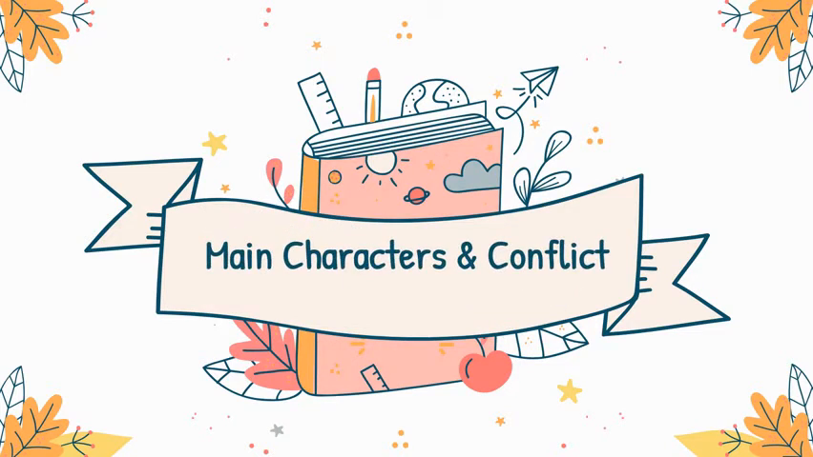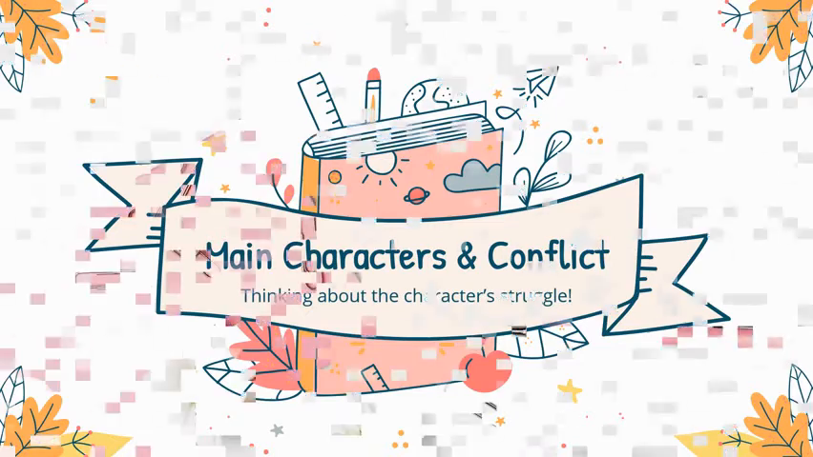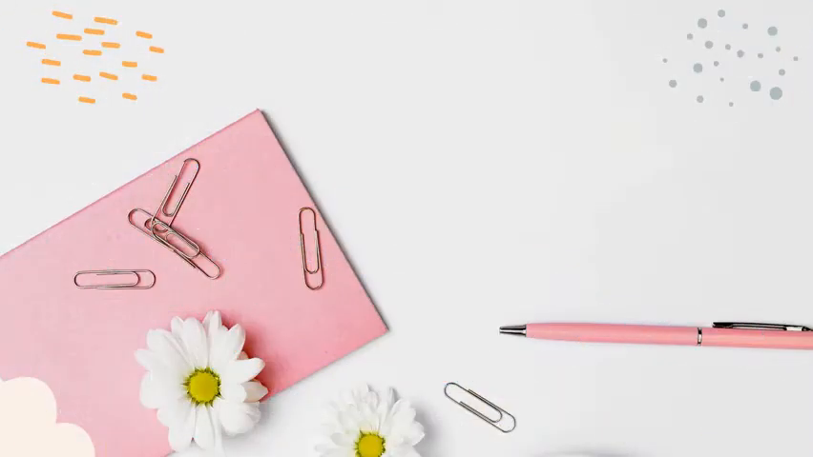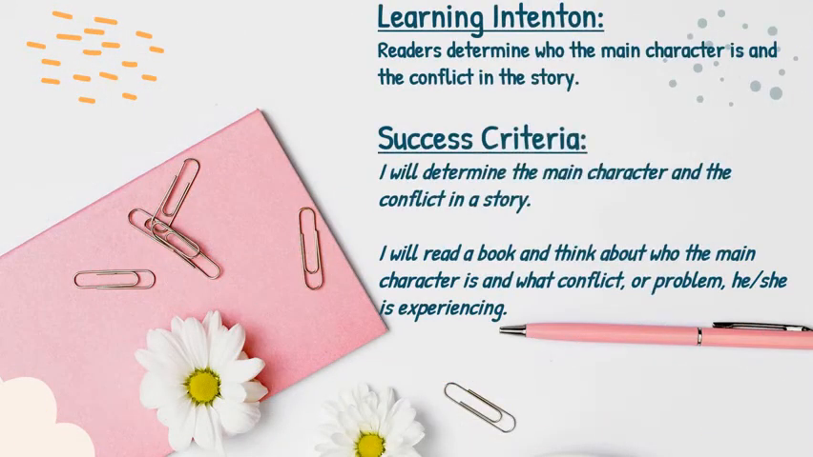Main characters in conflict. Thinking about the character's struggle. Learning intention: readers determine who the main character is and the conflict in the story. Success criteria: I will determine the main character and the conflict in a story.